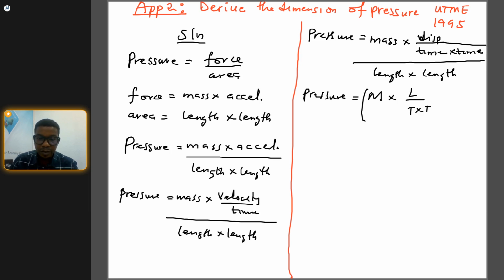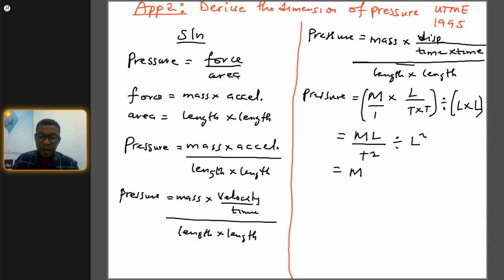Let me have a bracket like this, divided by another bracket, L times L. So the line of division that I have here, I've changed it to a division sign, okay? L times L. So we have M L over T squared, because here the denominator is 1. So we have divided by L squared, because L times L will be L squared. So we have ML over T squared.